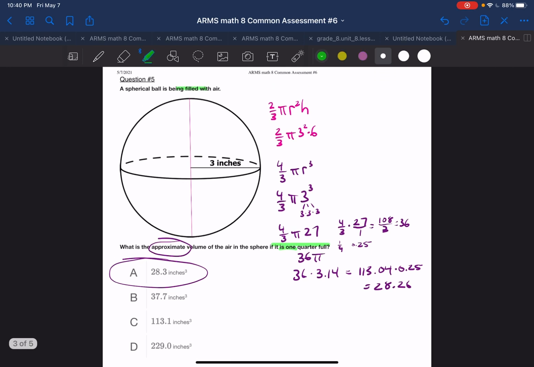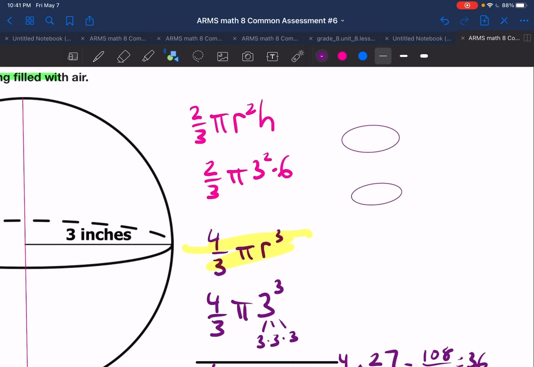But remember, this is the shortcut one. Remember, we said that if you have a cylinder, that's not a cylinder, that's terrible. But if you had a cylinder, pretend that's a cylinder, and you had a cone, and you had a sphere, we said that the sphere plus the cone would equal a cylinder.